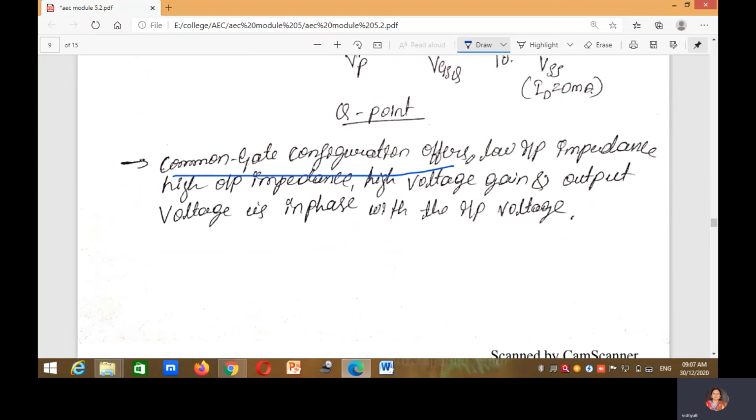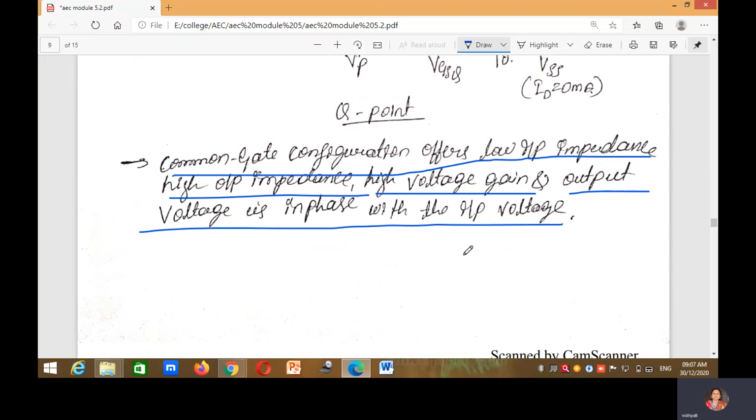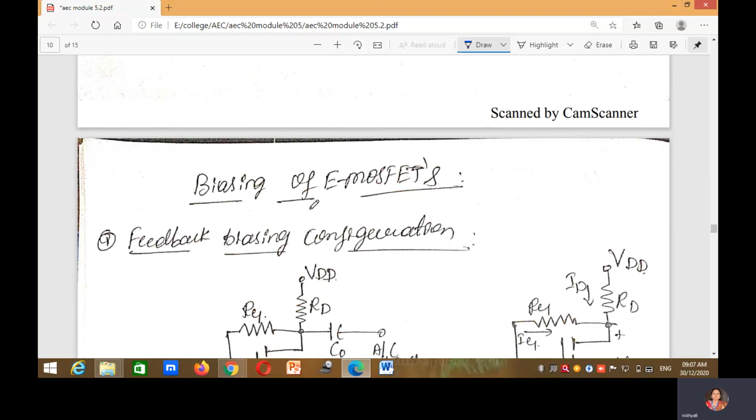Next, the common gate configuration offers a low input impedance, high output impedance, and also high voltage gain, and the output voltage is in phase with the input voltage. Next, in the next class, we shall discuss the biasing of E-MOSFETs.